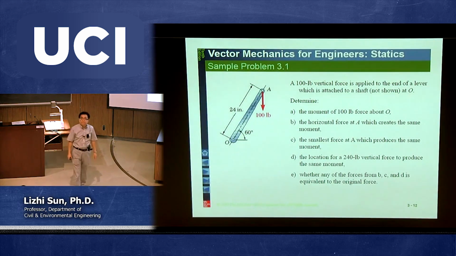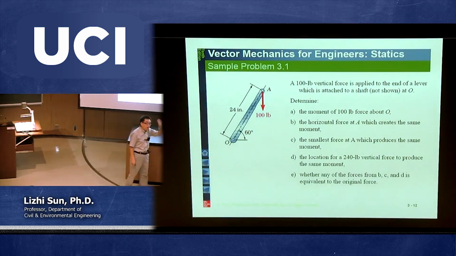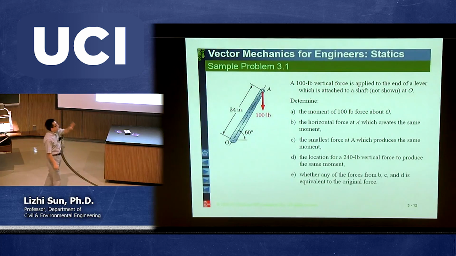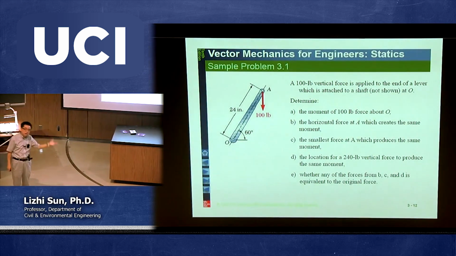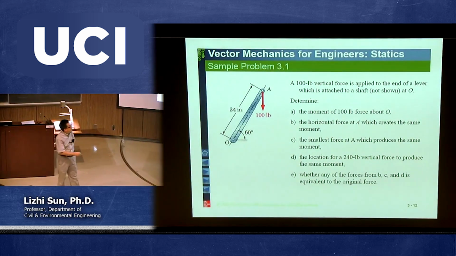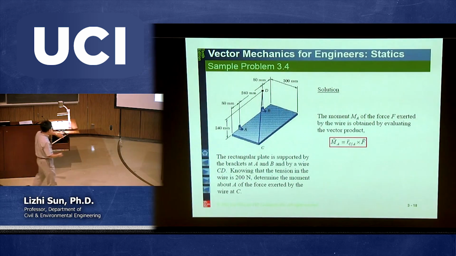Any questions? So this is a typical two-dimensional problem just to show you how we can use the F times D equation to identify the moment in a two-dimensional setting. First of all, you need to use F times D to find the magnitude, and then you need to use clockwise or counterclockwise to determine the direction. So that's a two-dimensional problem. Okay? Now, let's move to another problem, which is a three-dimensional problem.